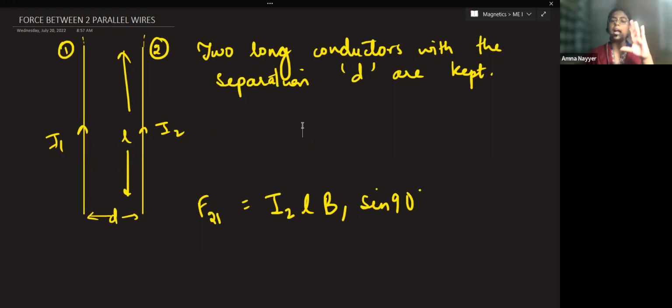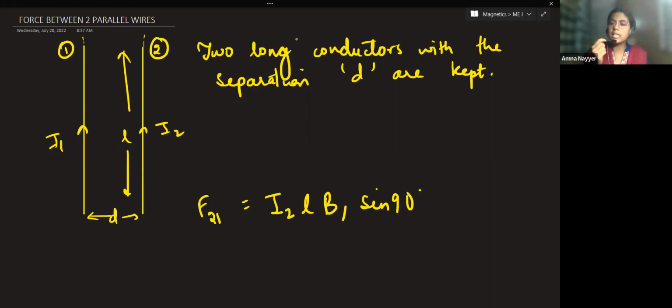Now see, if 2 parallel wires are placed, what will be the force on one conductor due to the other? So first we have to find out the magnetic field. 2 long conductors are there. This is the first conductor, this is the second conductor. Length of both the conductors is the same, that is L. I1 current is flowing through the first one and I2 current is flowing through the second one. And small d is the separation between the 2 conductors.